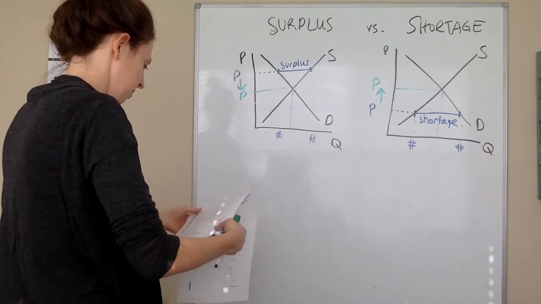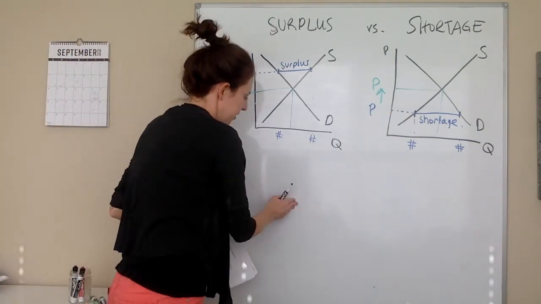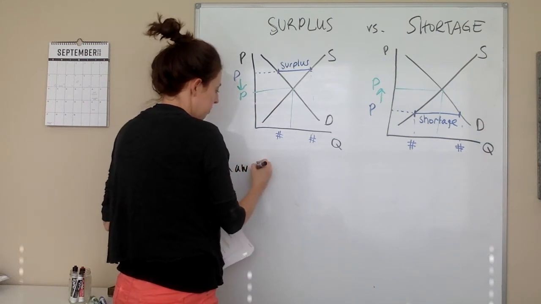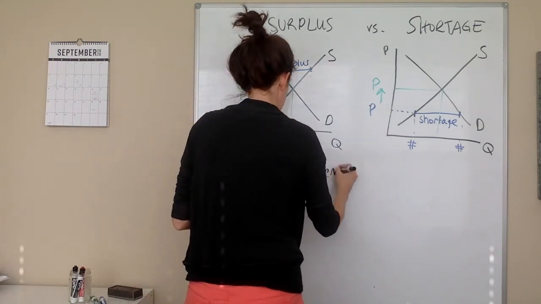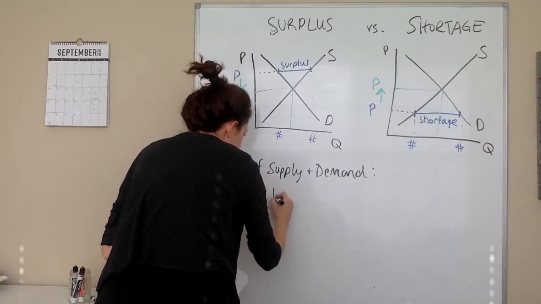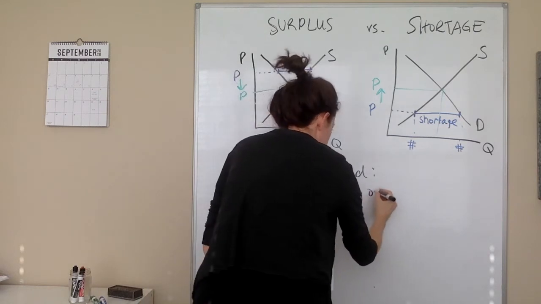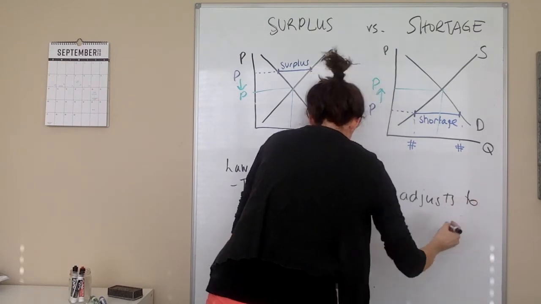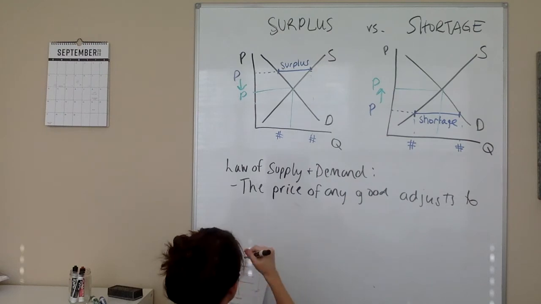Okay, so I'm going to put what I said in word format so it's in your notes, and then we'll be done for the day. So the law of supply and demand says basically what I described. So the price of any good adjusts to bring the quantity supplied and the quantity demanded into balance.